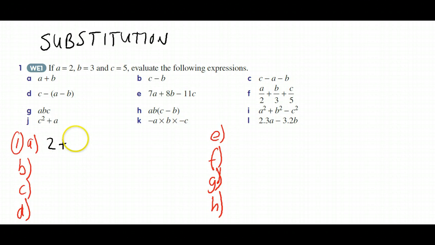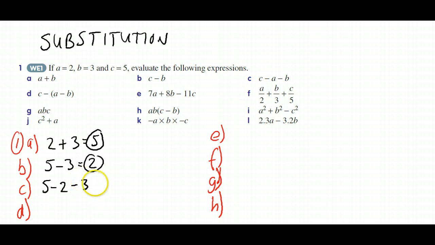So a plus b becomes 2 plus 3, which is 5. In question b we've got c minus b, which becomes 5 minus 3, which is 2. So far they're pretty easy. C minus a minus b becomes 5 minus 2 minus 3. So going from left to right, we've got 5 minus 2 is 3, and then 3 minus 3 is 0.